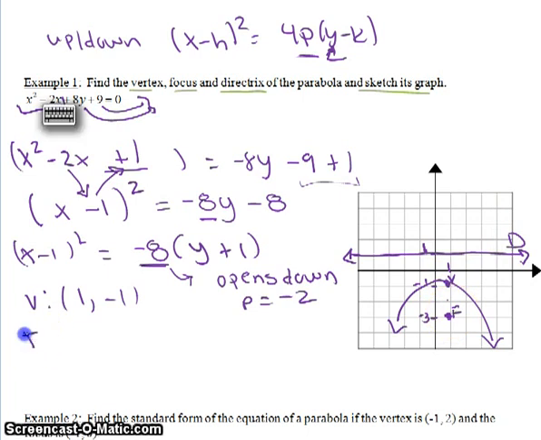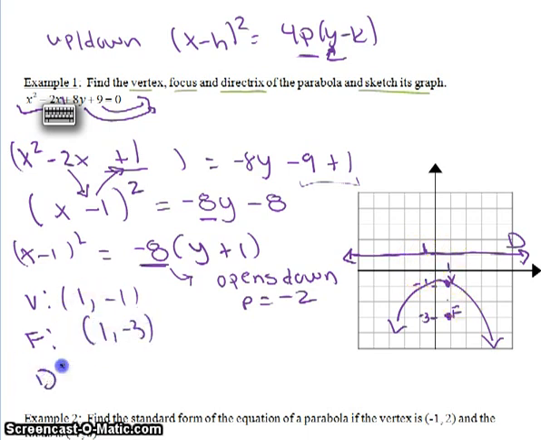Okay, so now we need to write the coordinates, because we had to identify the vertex, the focus, and the directrix. So the focus, we drew it in because we knew the vertex, and we knew it would go p units down, since it opened down. We knew p was negative, so you go down. So the coordinates are 1 comma minus 3, just reading those off.